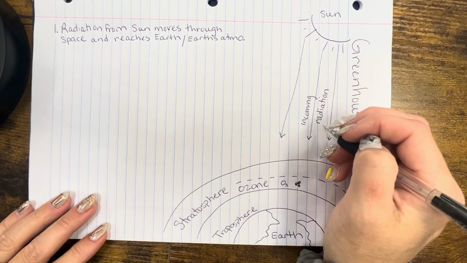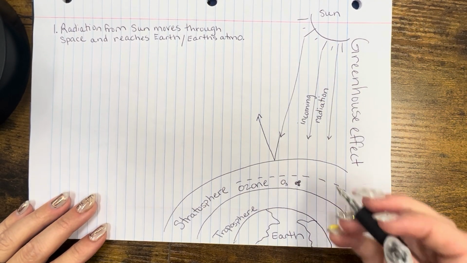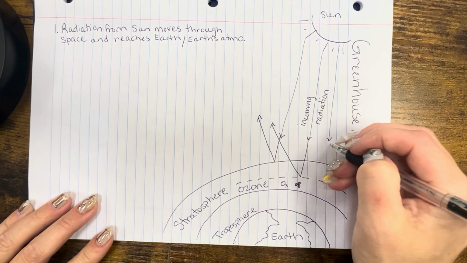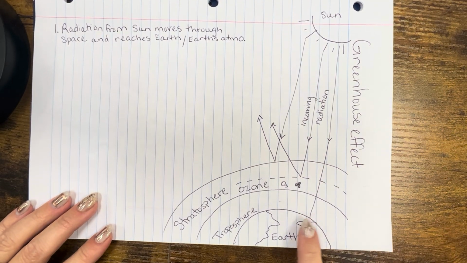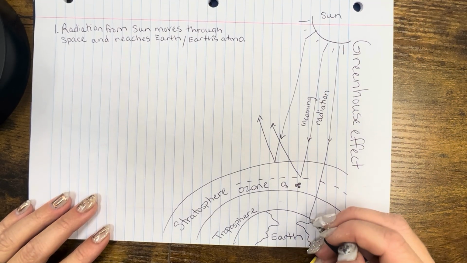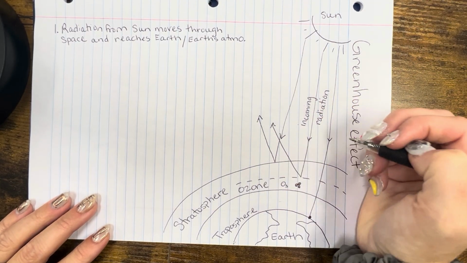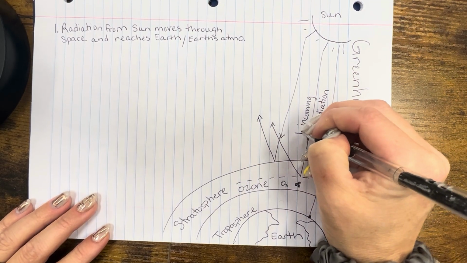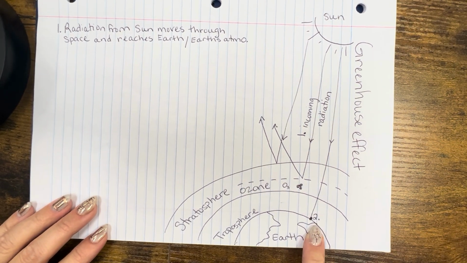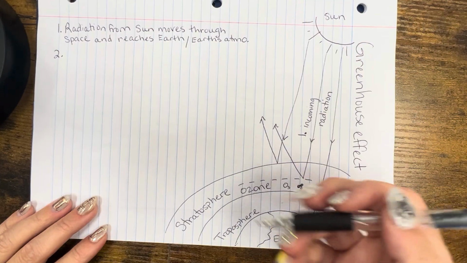Some of that sunlight is reflected back. Some of it hits the outer layers of the atmosphere. Some of it hits that ozone layer. Some of it gets to Earth. Okay? This is step 2, so maybe we should number. Here's number 1. Okay, here's number 2. Sunlight comes in. Sunlight hits Earth, that's number 2.